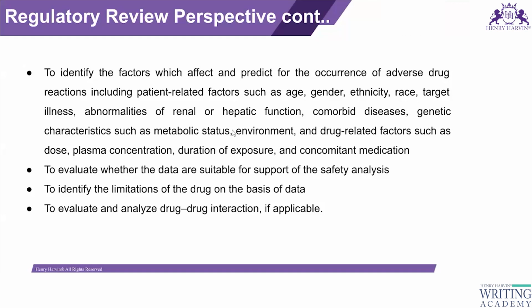That is, the age of the patient, the gender of the patient, the ethnicity or race, the target illness which is being treated, whether the patient has abnormalities of renal or hepatic function, whether the patient is also suffering from comorbid diseases, whether the person has any genetic characteristics related to metabolism, the environment, and any drug-related factors, which are the dose and plasma concentration, duration of exposure, and whether the patient is taking any concomitant medication.